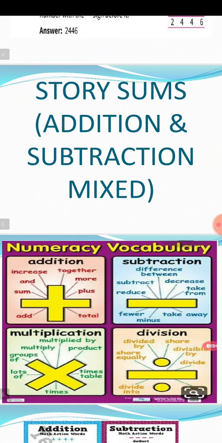As you can see in this picture, numeracy vocabulary. Numeracy vocabulary means for addition, we can use other synonyms or other words such as increase, and, sum, add, together, more, plus, total. If any of these words is written in a word statement, this means addition. You have to add the numbers. On the right hand side, subtraction: difference between, subtract, reduce, fewer, minus, take away, take from, decrease, left, remains. Many words are there. So addition and subtraction we have to do first. Later on we will do multiplication and division.